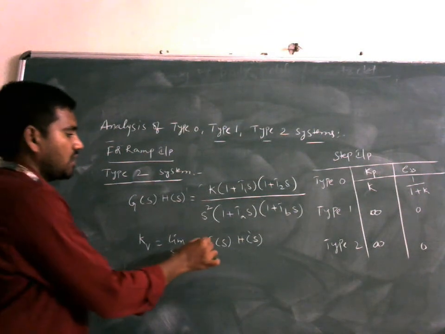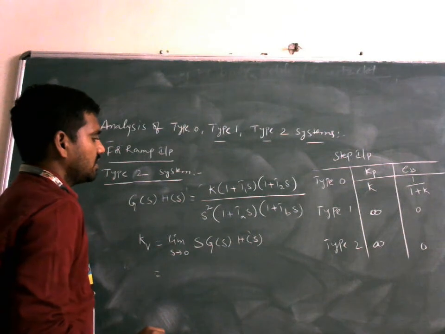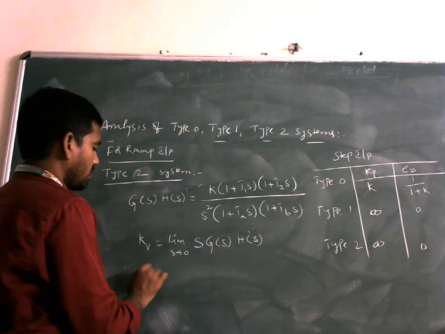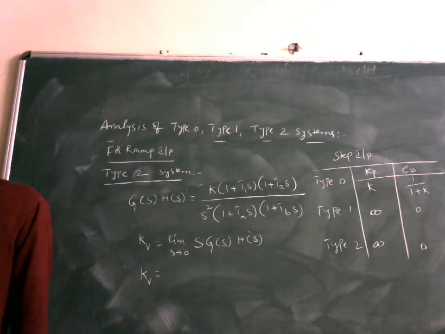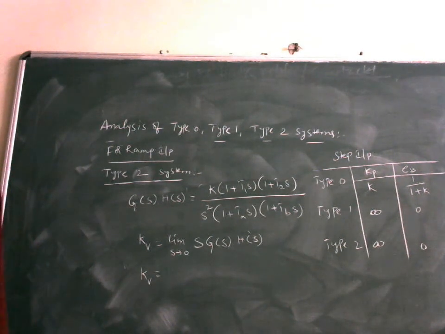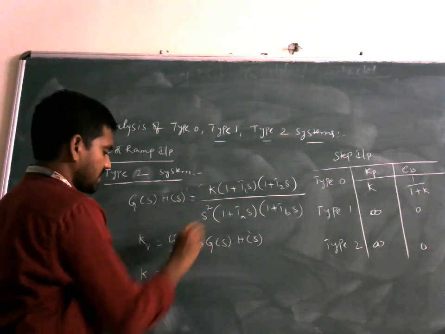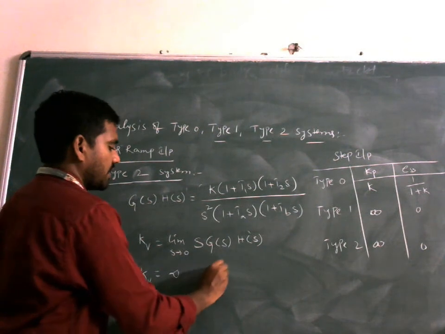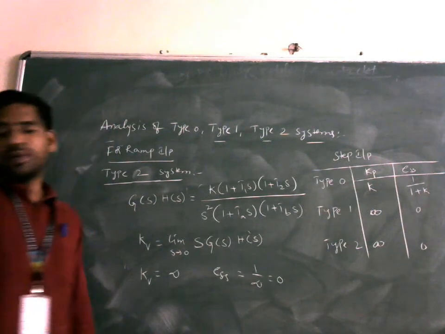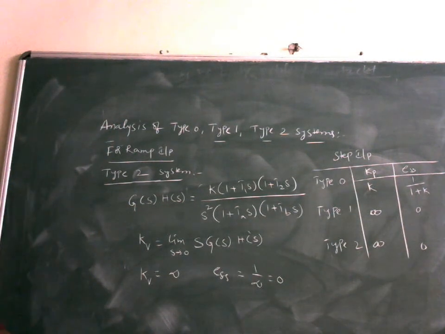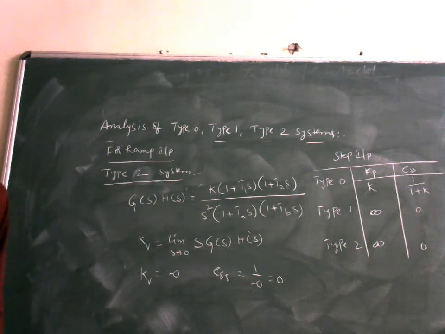Now what is the value of this? We are going to get 1 by s in the denominator. If I substitute that value, Kv becomes 1 divided by 0, that means 1 divided by s, s means 0. That means infinity. ESS is equal to 1 by infinity, which will be equal to 0. This is for type 2 system.